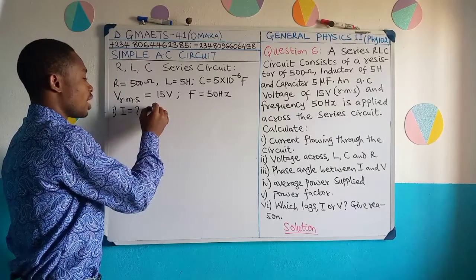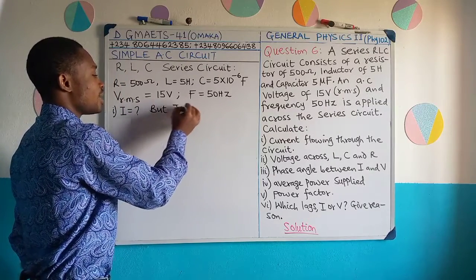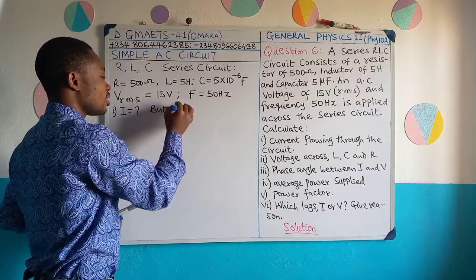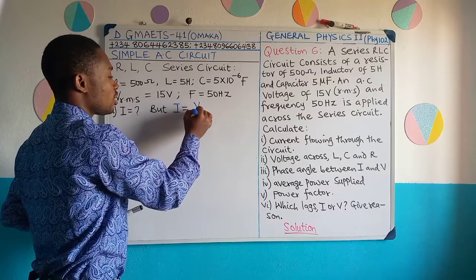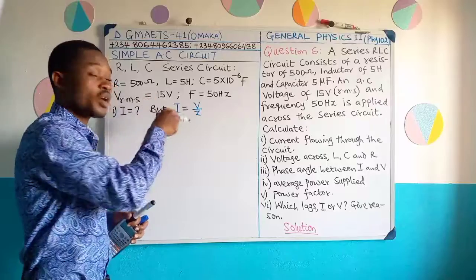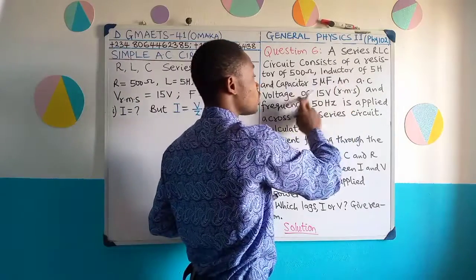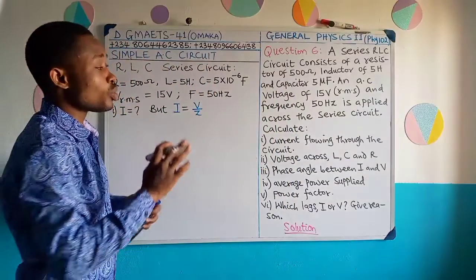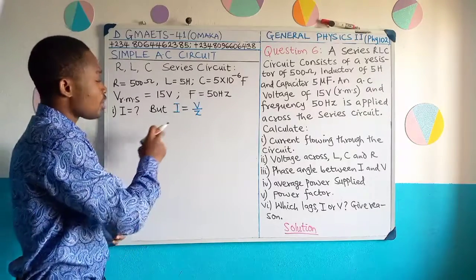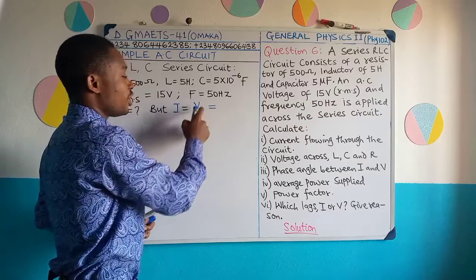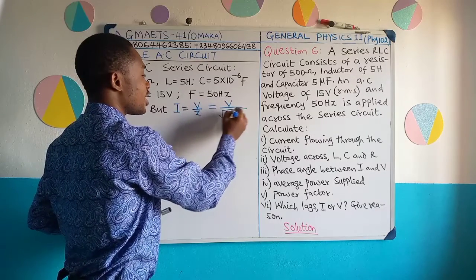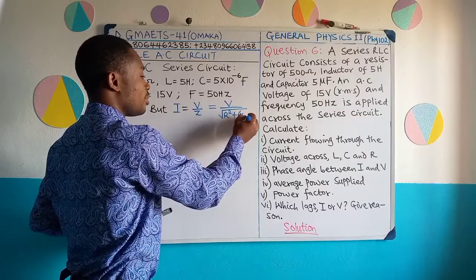I will write the formula. I equals V divided by Z. They give us this V in the question as the root mean square voltage, an AC voltage of 15 volts RMS, so we will use it to find the value. V divided by Z, but we don't know Z. We will remember the formula we will use to find Z. The formula is this.